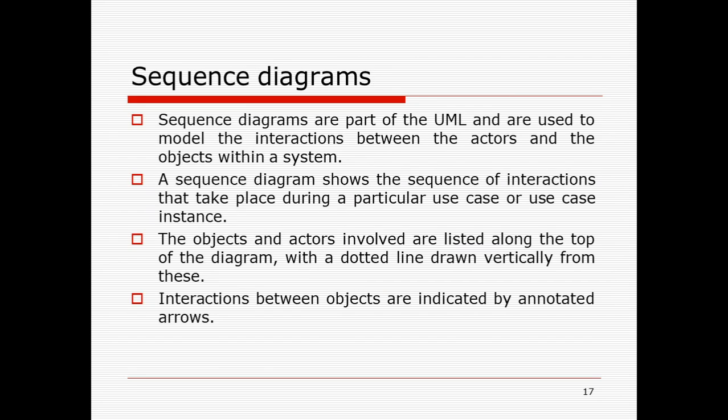sequence diagram. In the sequence diagram, objects and actors are listed on the top of the diagram, and there is a dotted line drawn vertically from the objects and the actors. So in the sequence diagram, we have a list of class objects and actors which are placed sequentially one by one, and there is a line drawn below them to indicate the particular level from where the data flows.